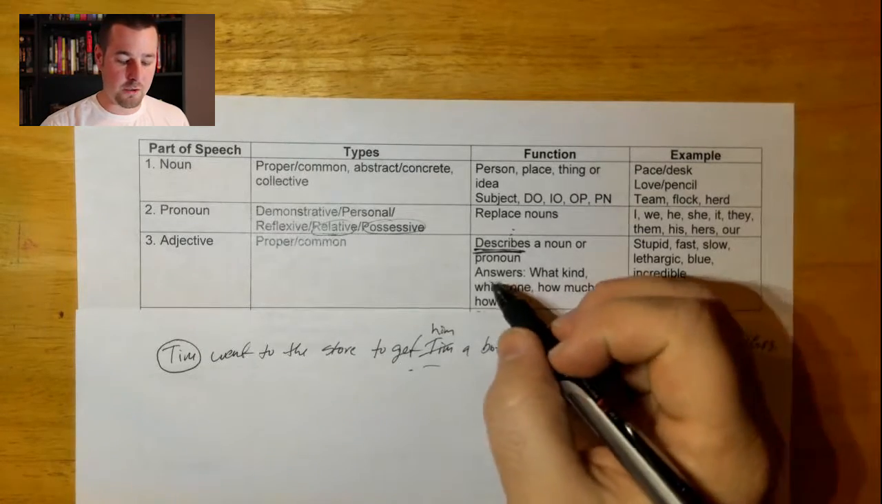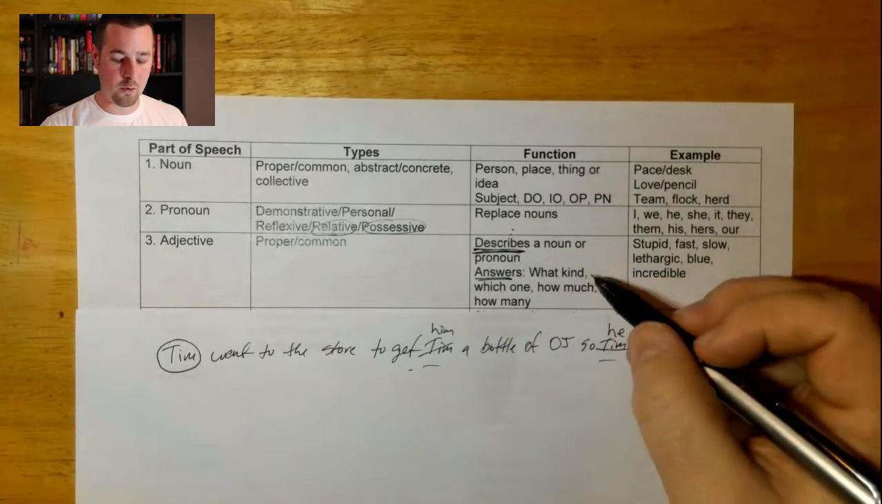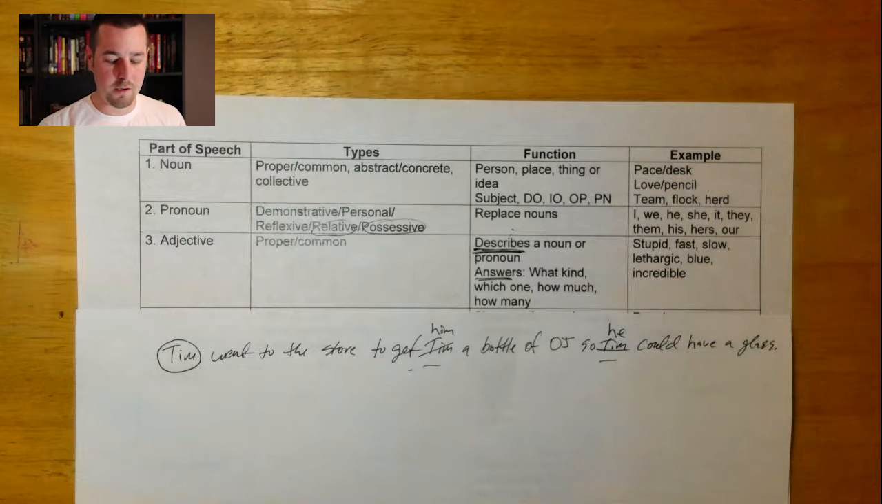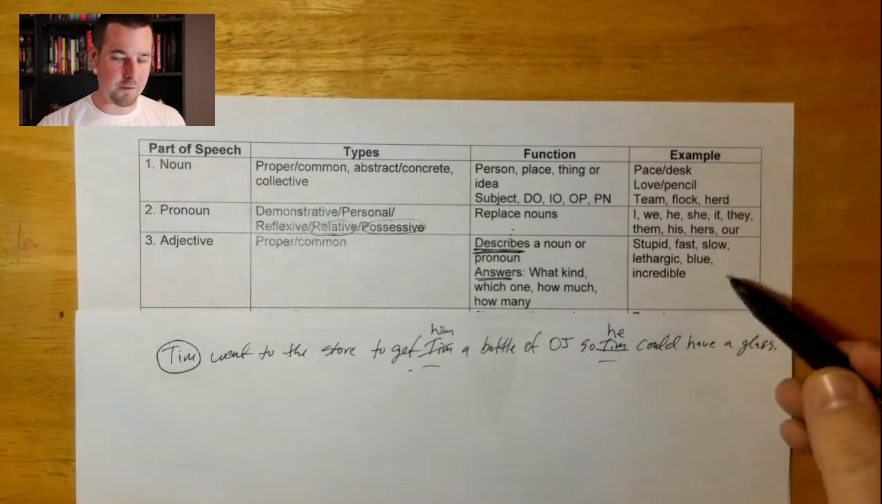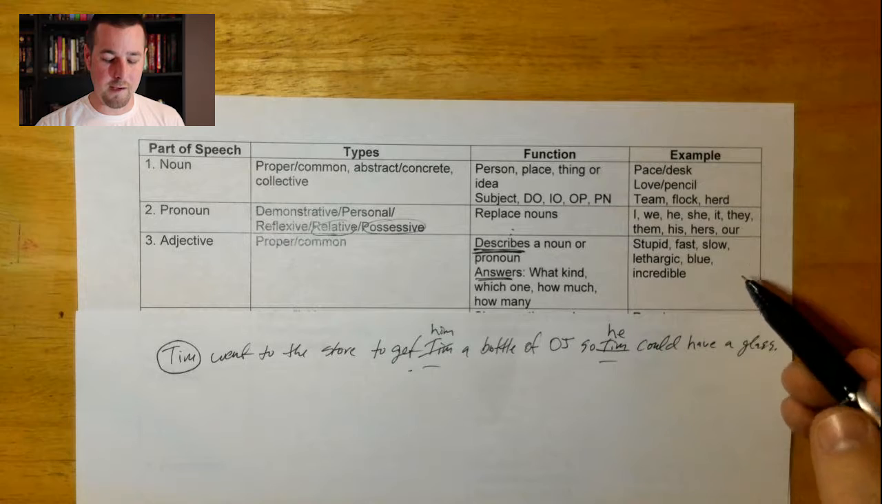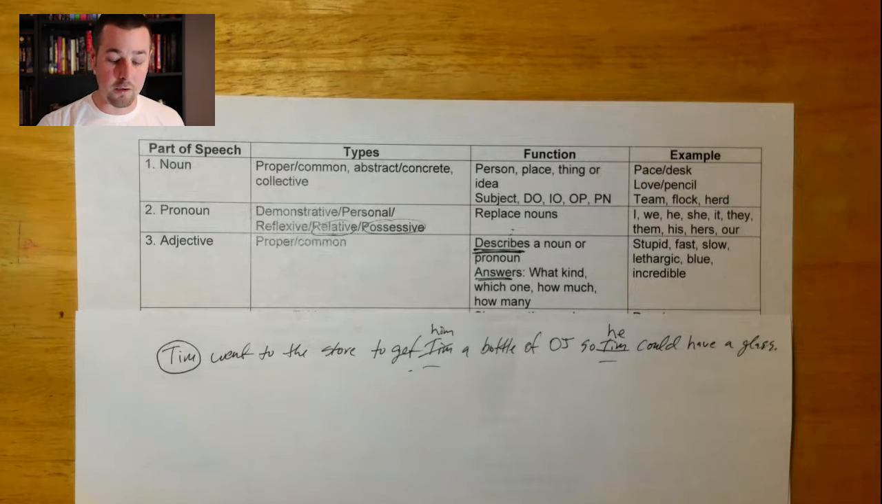They're also going to answer certain questions. Okay, they answer what kind, which one, how much, how many. We've got to make sure we memorize not only what it describes, but also what questions that they answer. That's going to benefit us later down the road. And so these are just some examples that my 6th period class had come up with from last year. So stupid, fast, slow, lethargic, blue, incredible, things like that would all be considered adjectives, as long as they're describing a noun or a pronoun in the sentence.